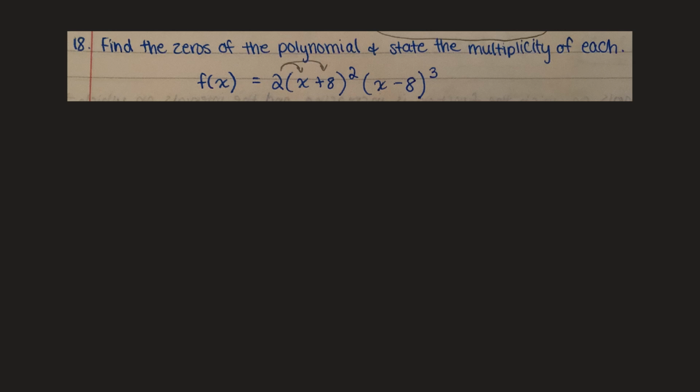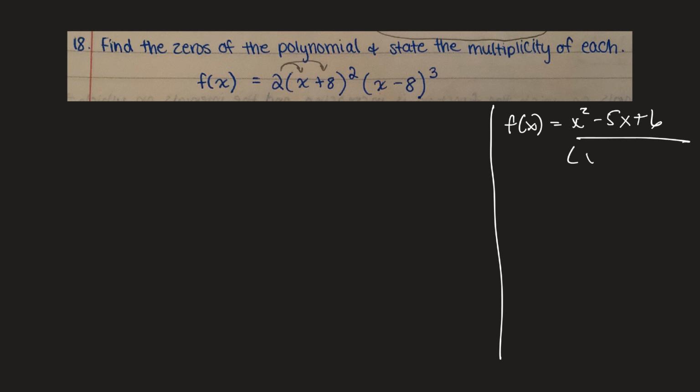Here's a good question where they ask you to find the zeros of the polynomial and state the multiplicity of each. Now, often when they ask that question, they'll give you a question like this. Say x squared minus 5x plus 6. So if you need to find the zeros, you need to factor this. So it'd be (x minus 3)(x minus 2) is equal to f of x.